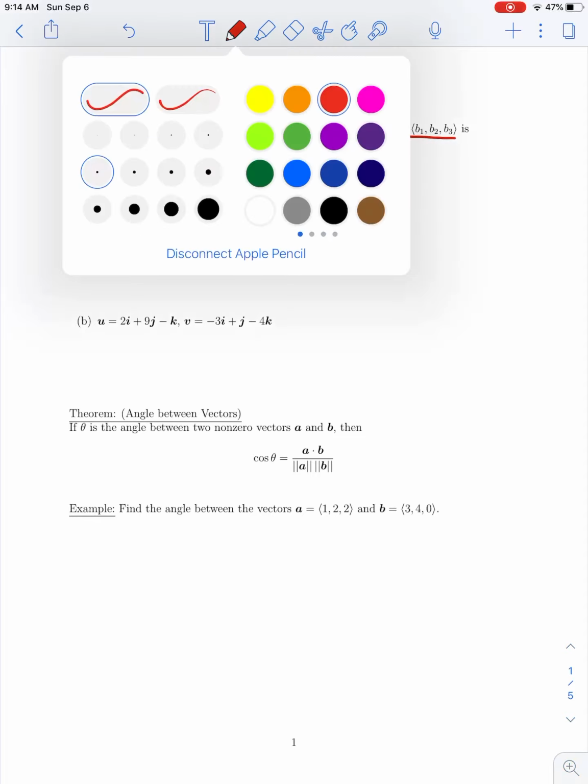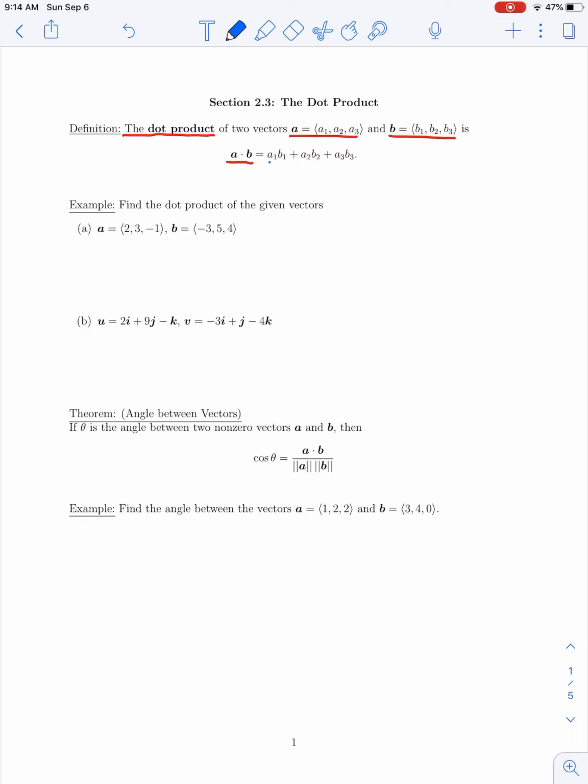So that is, we start by taking A1 times B1. That is the product of the first components of the vectors A and B. Then we add the product A2 times B2. That is the product of the second components of those vectors. And we add A3 times B3, the product of the third components of those vectors. So the dot product is defined as the sum of the products of these components of our vectors.